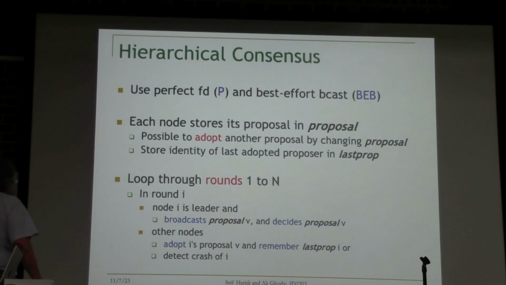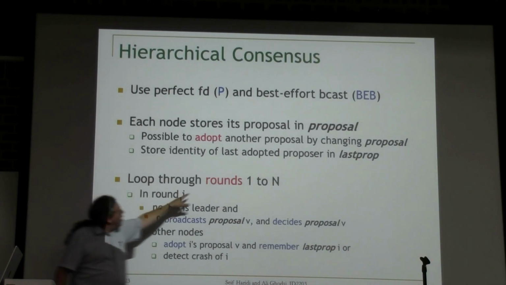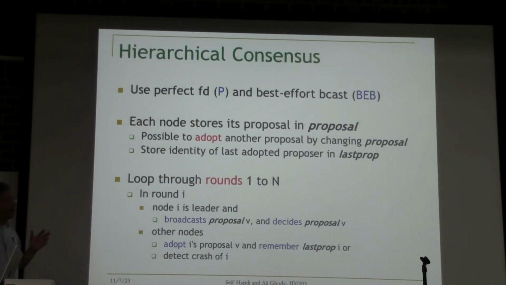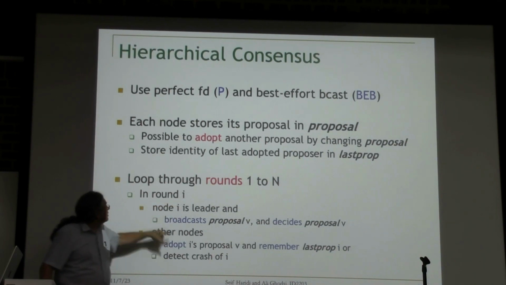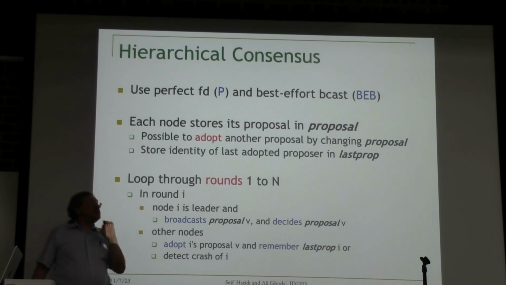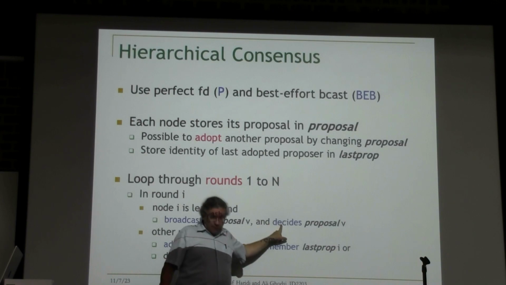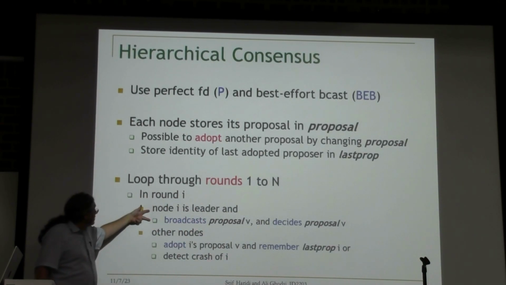So the algorithm works like this. It runs in rounds, numbered from 1 to n. There are n nodes. In each round, all of the nodes do something, and then they move to the next round. Even though they're not actually synchronized, they will know, as you'll see, when to go to the next round. In round 1, node 1 is the leader, and it broadcasts its proposal. It says, V is your favorite, and it decides V.